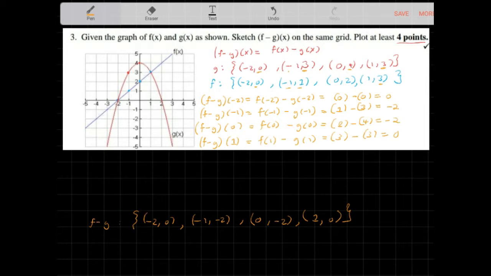So -2 and 0, so we're going to have a point here. I'm just going to do an orange. -1 and -2, it's going to be here. 0 and -2 is going to be here. And 1 and 0 is going to be there. Okay, so I'm just going to plot these points. Usually you wouldn't draw a line through them because sometimes the points in between might not be consistent. So I'm just going to plot the points here.